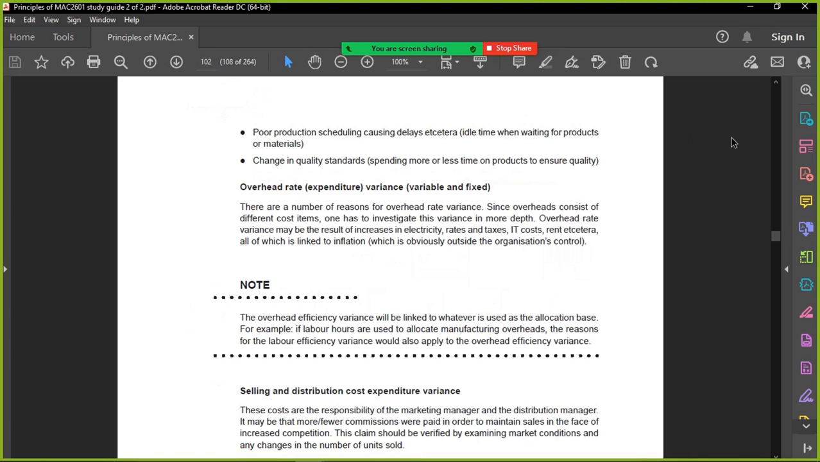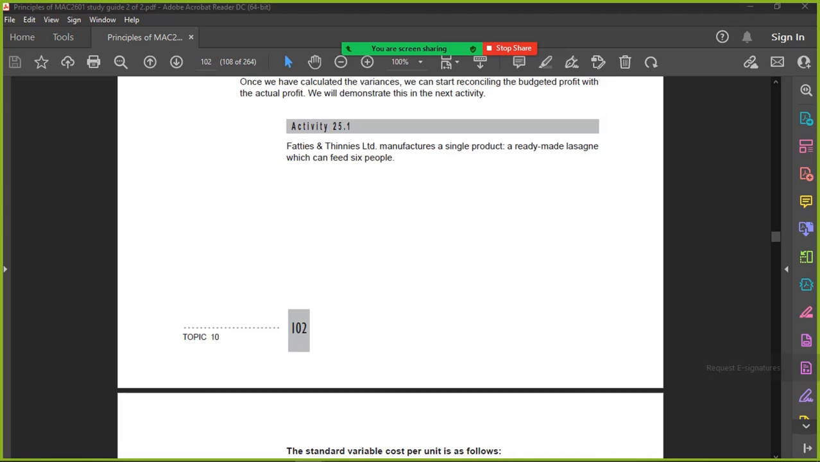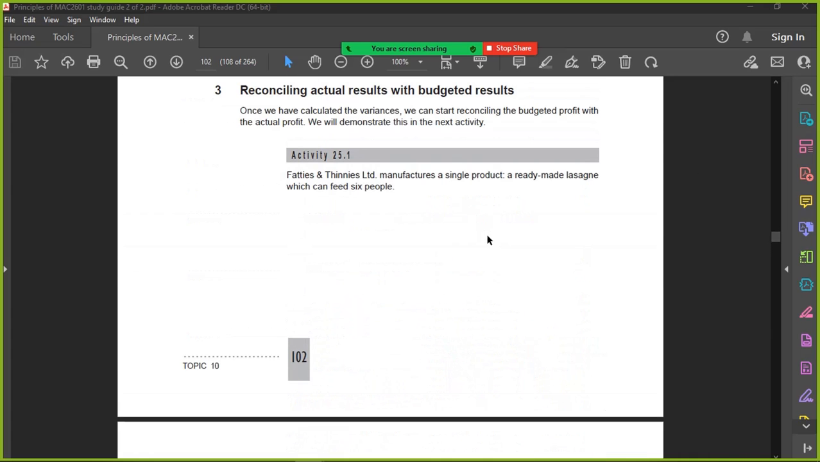Okay. It encompasses everything because it's got all the variances in there as well. Then it's a nice question. So, what do you do in this type of situation?